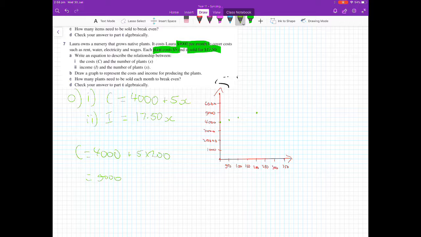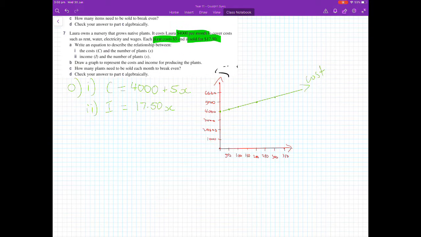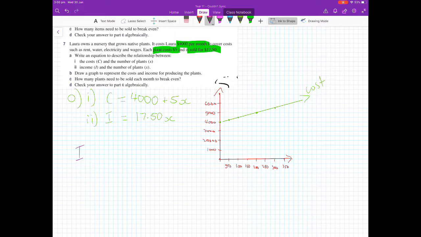Alrighty, we've got our bits and pieces in. Alright, let's chuck a line in. And remember, this is our cost line. So to break even, we do need to get our income line to cross over that cost line. So doing the exact same thing, just with, of course, our other equation. So I equals 17.5 times x. Let's jump straight in and put in an x of 100, just because it's going to make it easy. Let's get rid of those decimal places. And we end up with our 1,750.